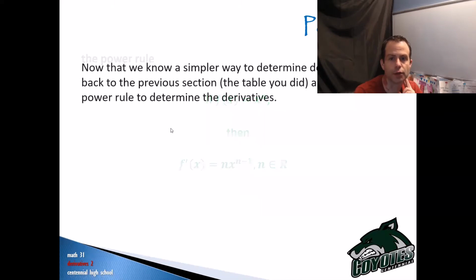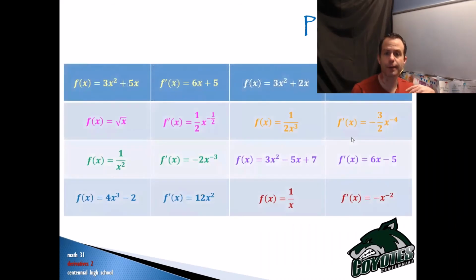Now that we know a simpler way to determine derivatives, go back to the previous section, the table that you did, and use the power rule to determine the derivatives. We're just going to go back and check them. I've already talked about the first 2, so we're not going to talk about them again, but let's take a look at a couple of the other ones here.